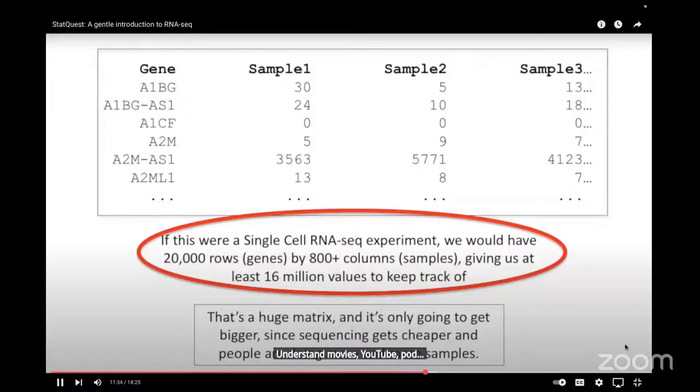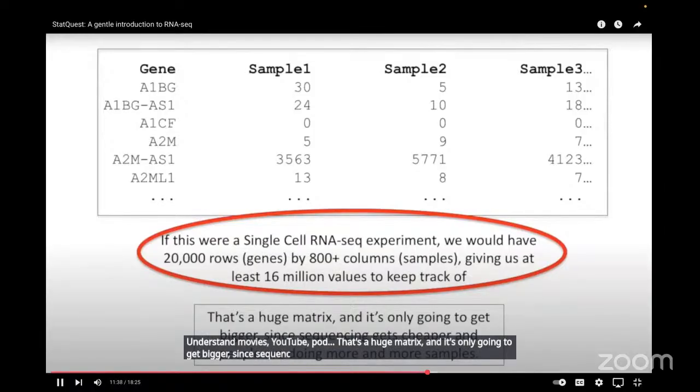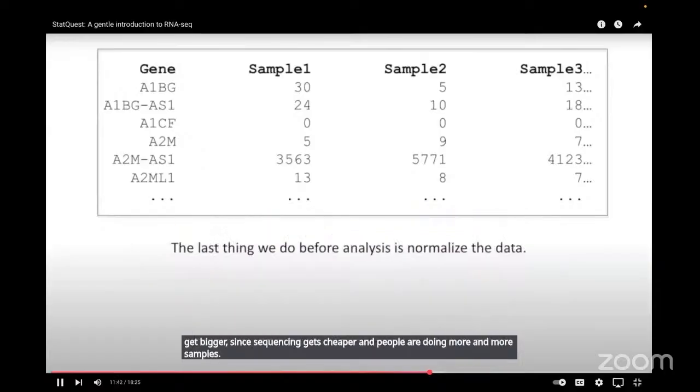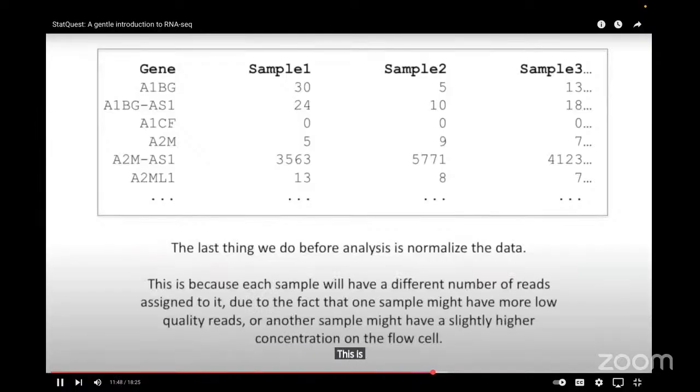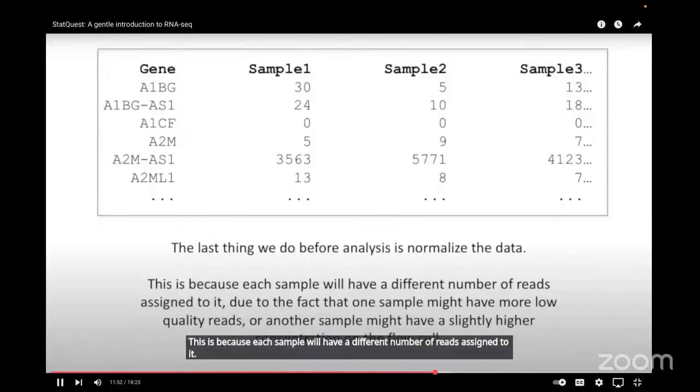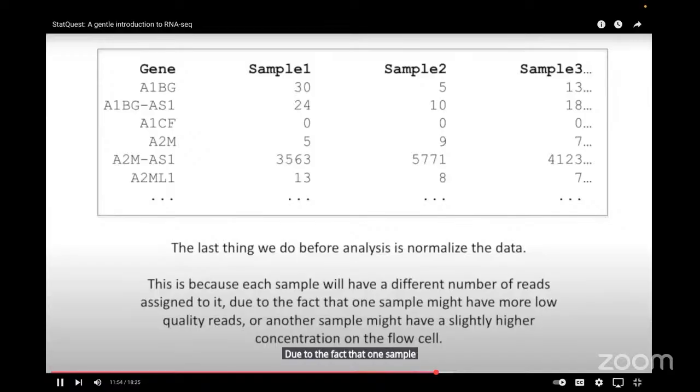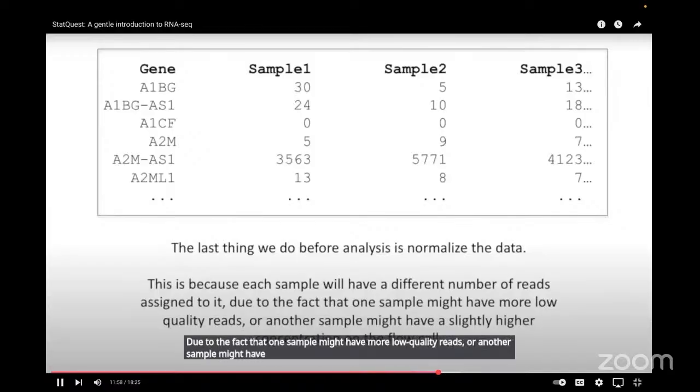That's a huge matrix, and it's only going to get bigger since sequencing gets cheaper and people are doing more and more samples. The last thing we do before analysis is normalize the data. This is because each sample will have a different number of reads assigned to it, due to the fact that one sample might have more low-quality reads, or another sample might have a slightly higher concentration on the flow cell.